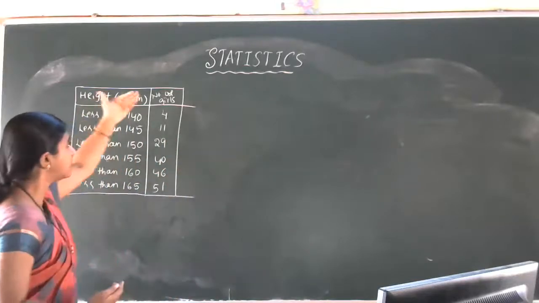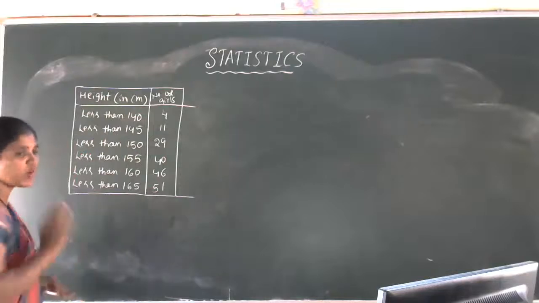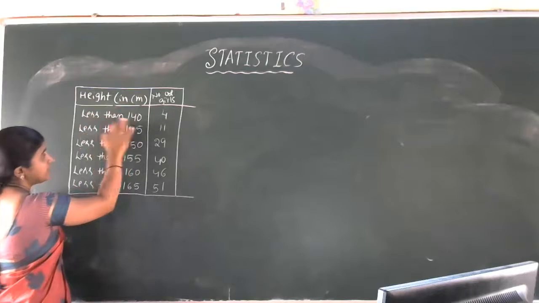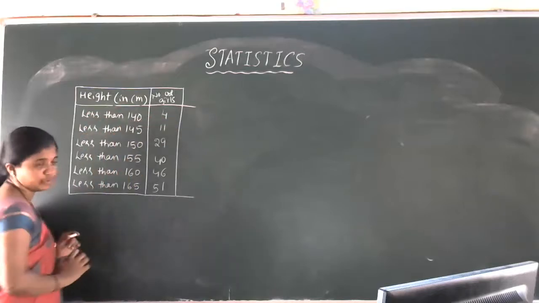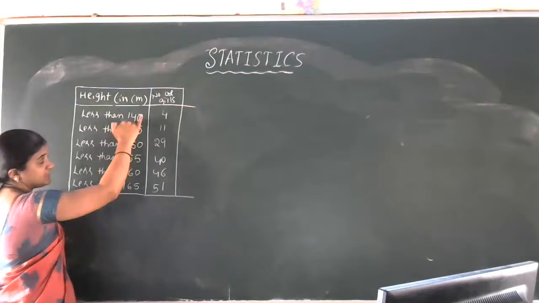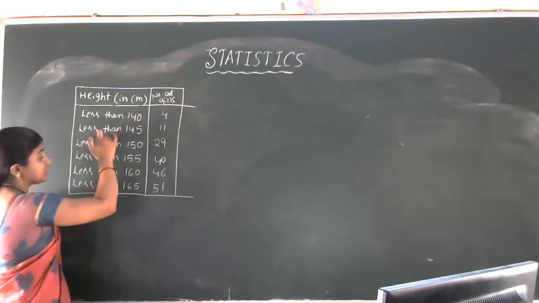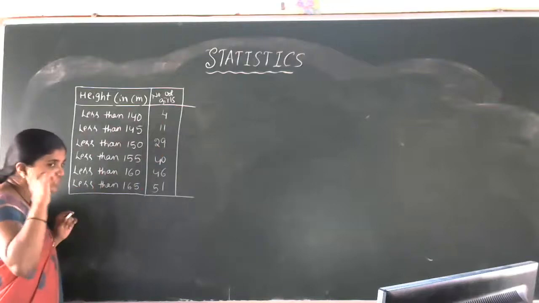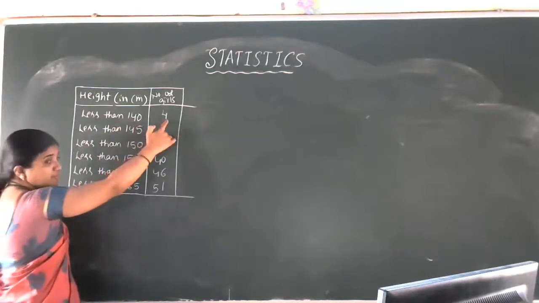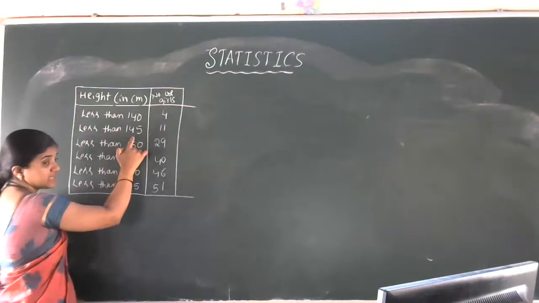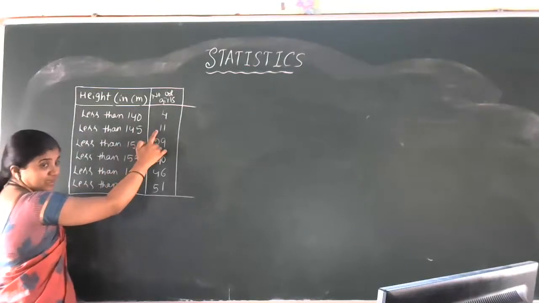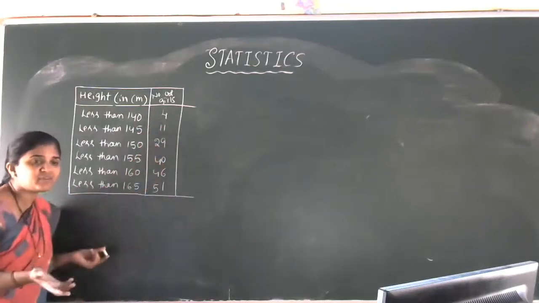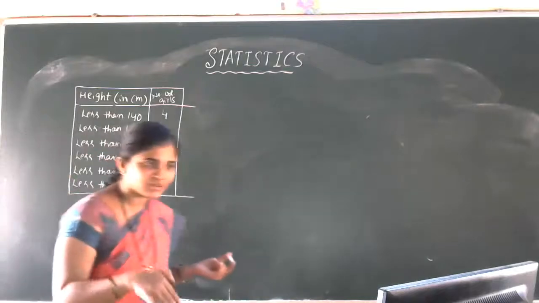Height is given, number of girls is given. Just observe. Height in centimeter: less than 140, number of girls 4. Less than 145, total 11 members. Less than 145 in the sense 11, and these 4 are also included in this 11, so less than 140 is also covered.